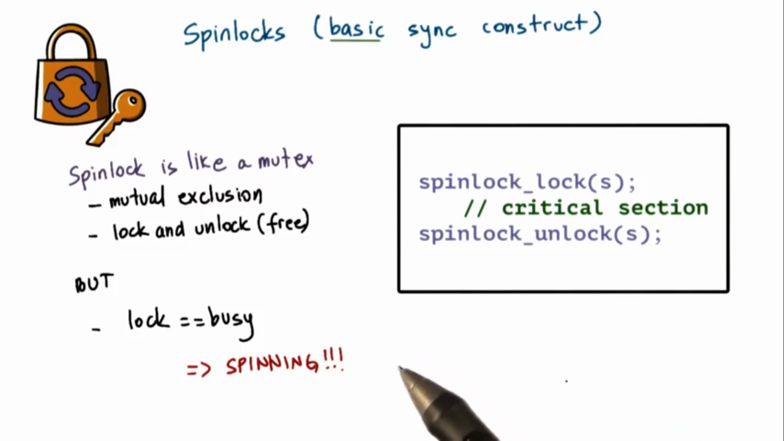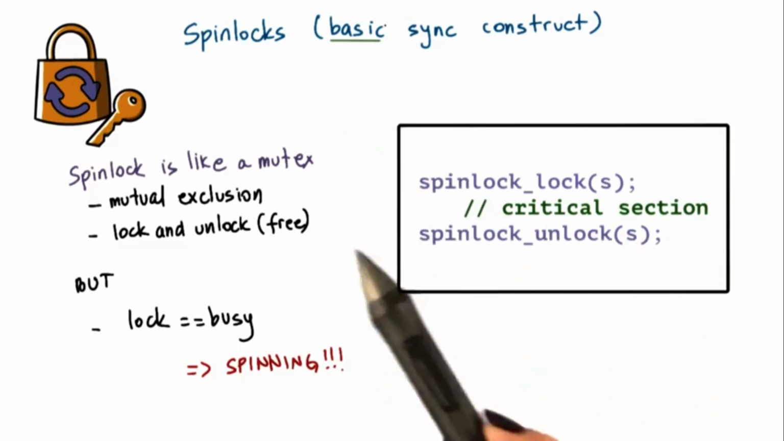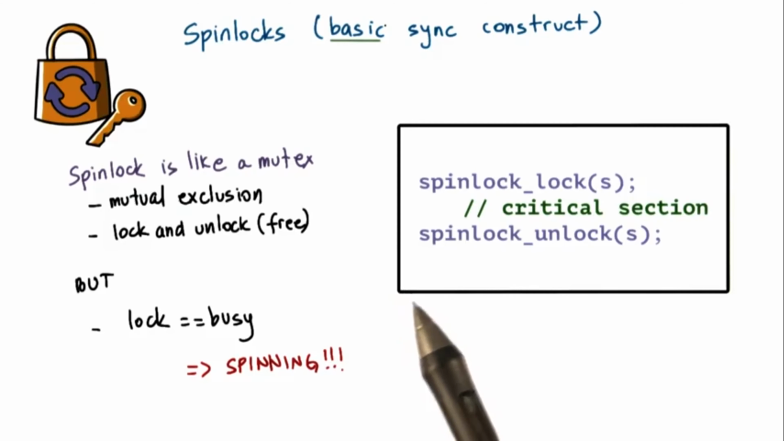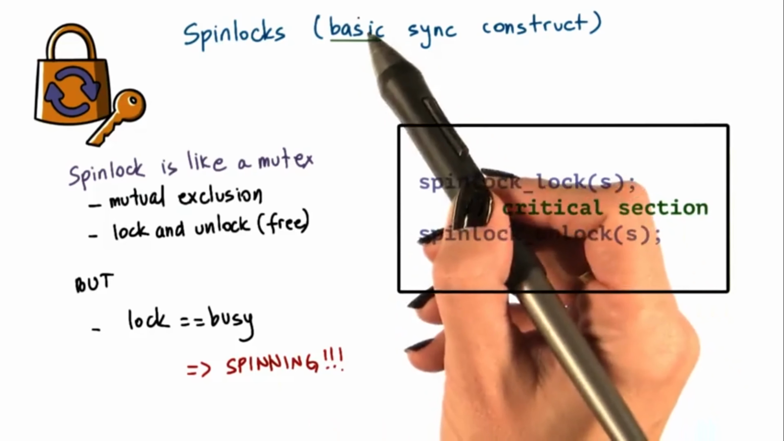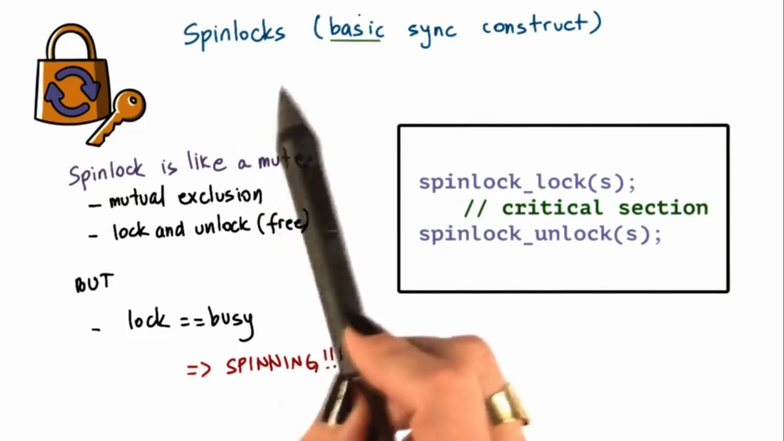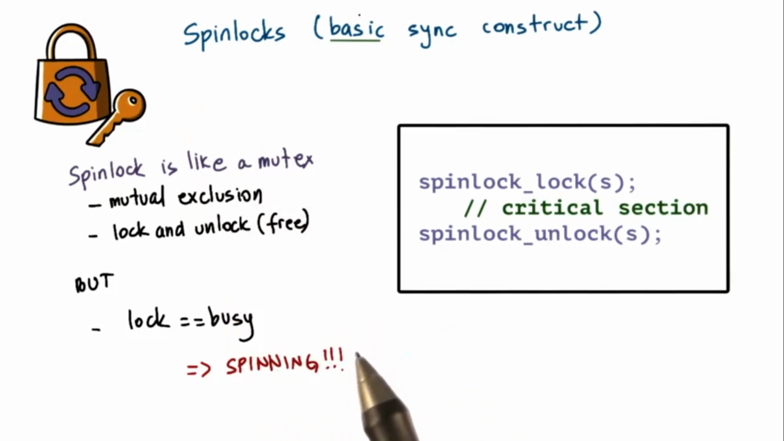Because of their simplicity, Spinlocks are a basic synchronization primitive, and they can be used to implement more complex, more sophisticated synchronization constructs. Because they're a basic construct, we will revisit Spinlocks a little bit later in this lesson, and we will spend some time discussing different implementation strategies for Spinlocks.